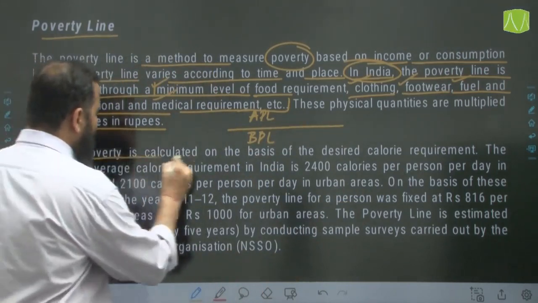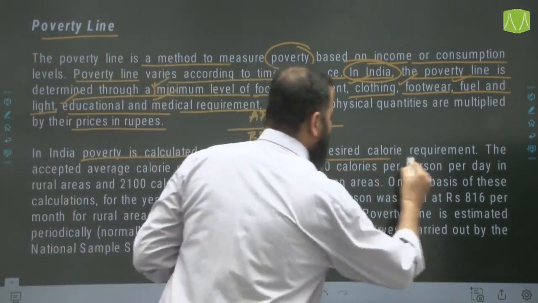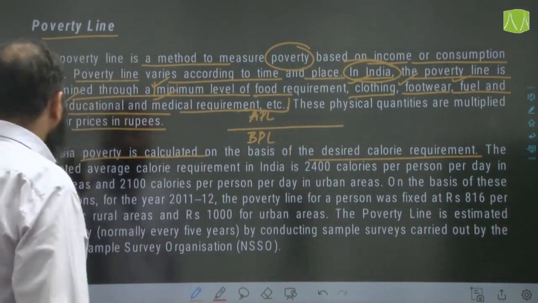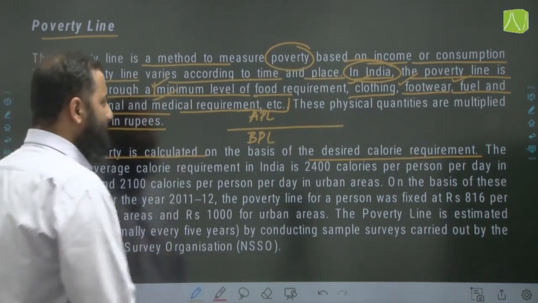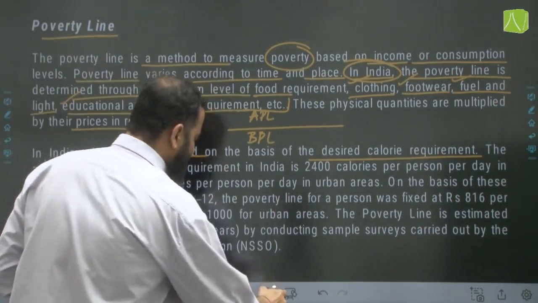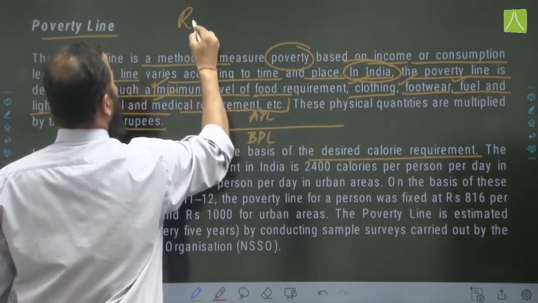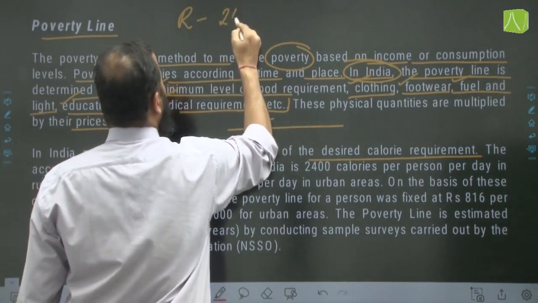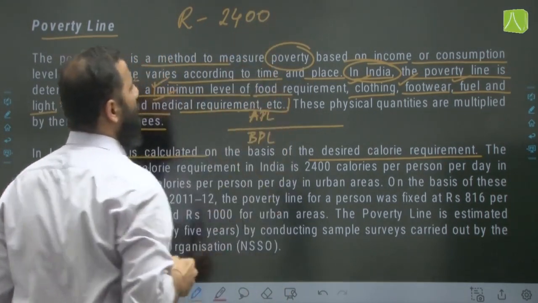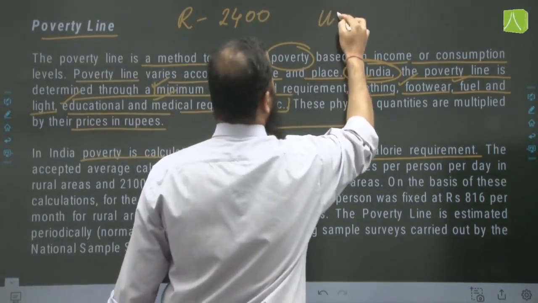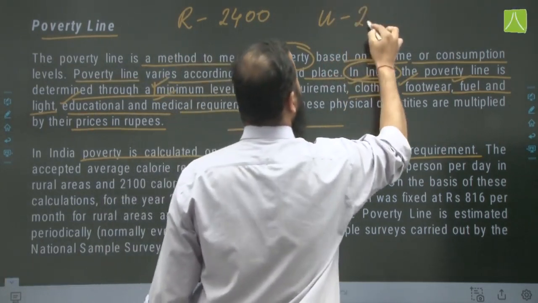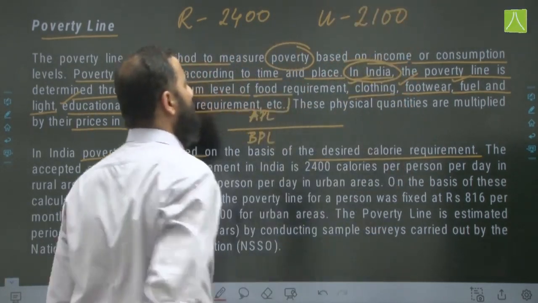Now in India poverty is calculated on the basis of, again, desired calorie requirement. Accepted average calorie requirement in India is, again, different for different people. That is, if you will see in rural areas, all right, rural areas में आपका calorie requirement generally is considered to be 2400 calories. वही अगर आप urban area में देखोगे तो urban area में it will be 2100 calories which is required by a person.